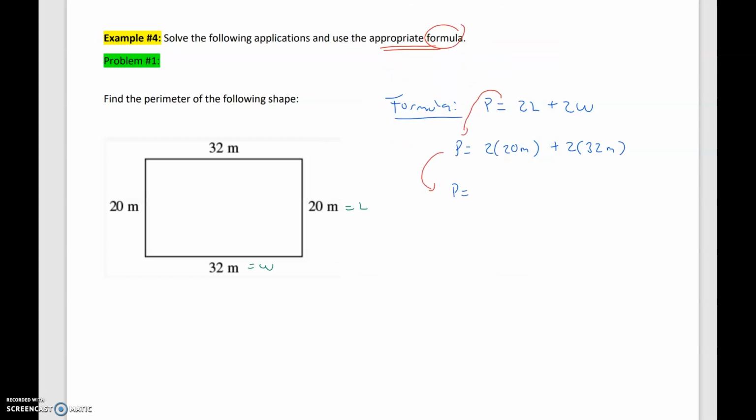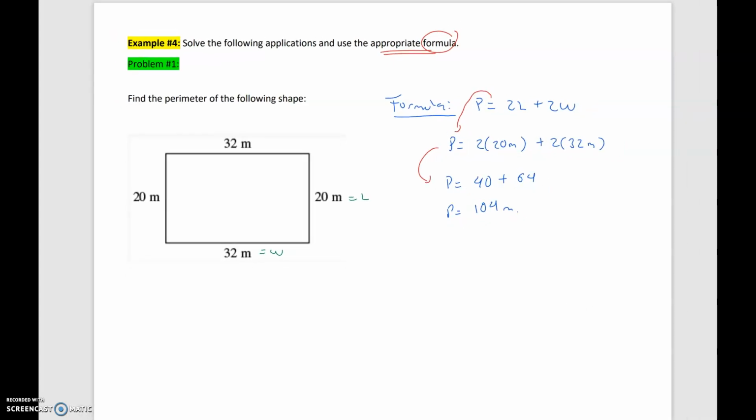So in this situation, what the formula is doing is basically evaluating these two and these two, which represent L and W, in one calculation. So 2 times 20 is going to equal 40, plus 2 times 32, it's going to be 64. So P is equal to, in this case, 104. And the answer is meters.